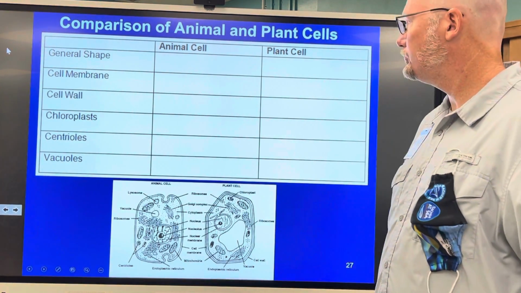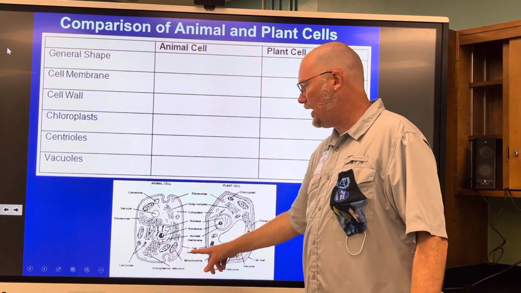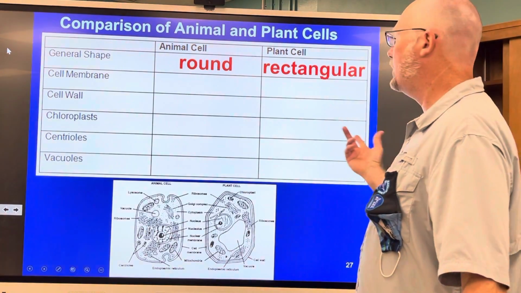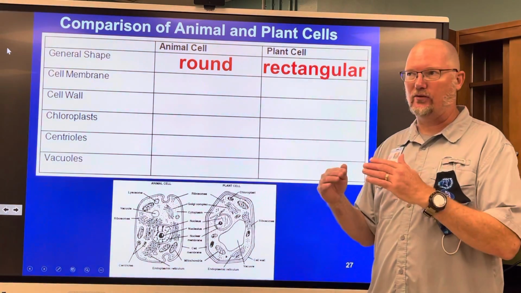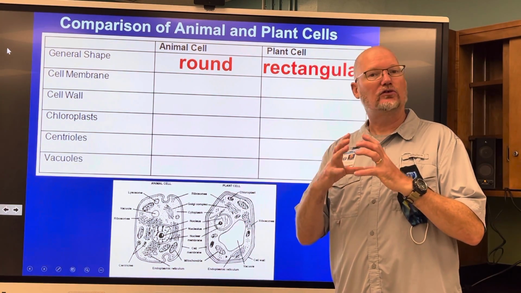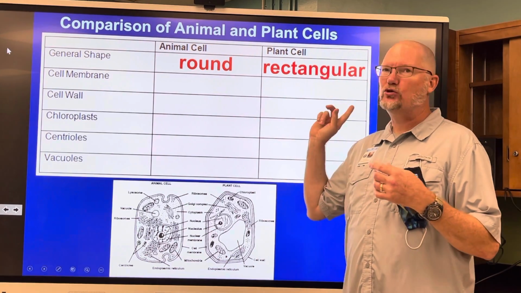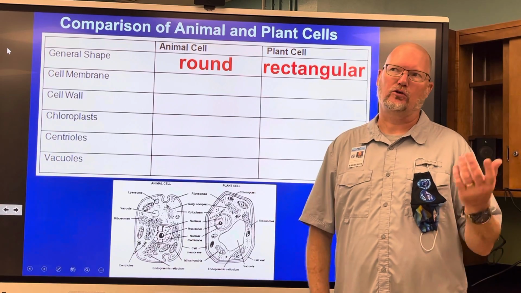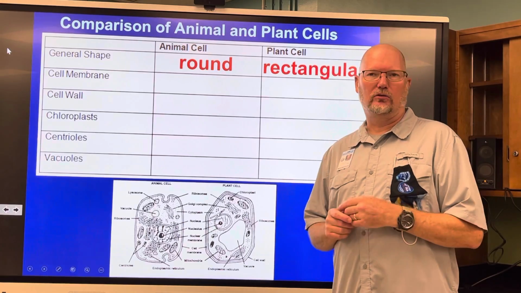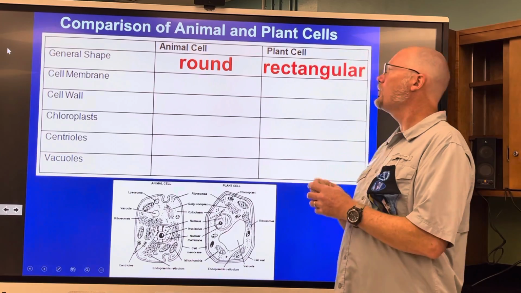So the general shape, you can see animal cells are typically round, where plant cells are kind of rectangular, and they have corners or edges rather than circular. You could have said circular or geometric, perhaps. I'm not sure. Well, a circle is a geometric shape, right? But angular maybe would be a good general term for that.